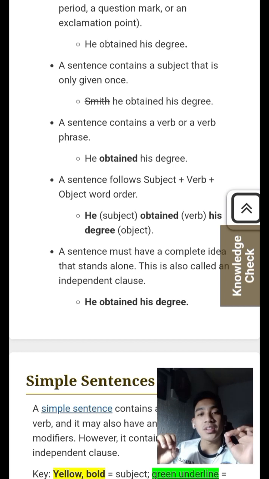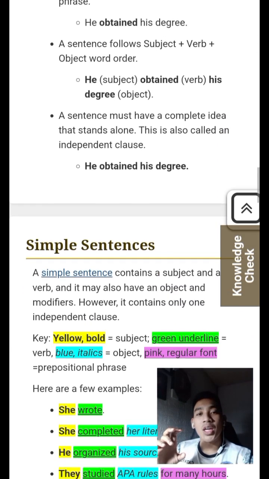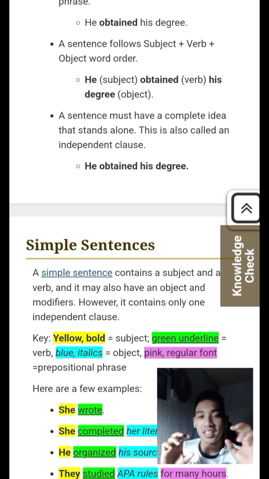A sentence follows subject plus verb plus object word order. So always take note that we can say that it is a sentence if it has subject, verb, and object, and at the same time prepositional phrase. A sentence must have a complete idea that stands alone. This is also called an independent clause. So, he obtained his degree. See, he obtained his degree.